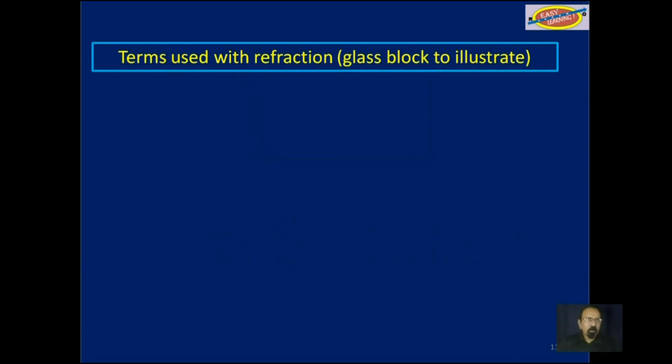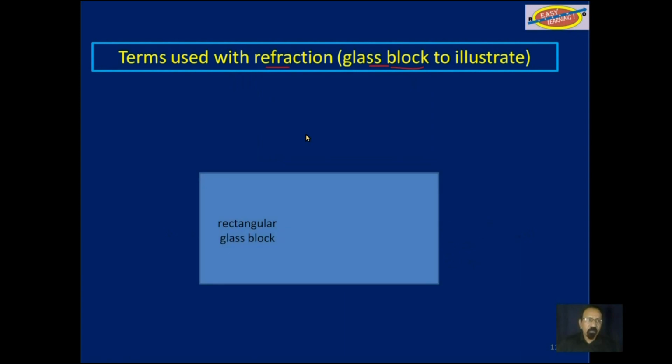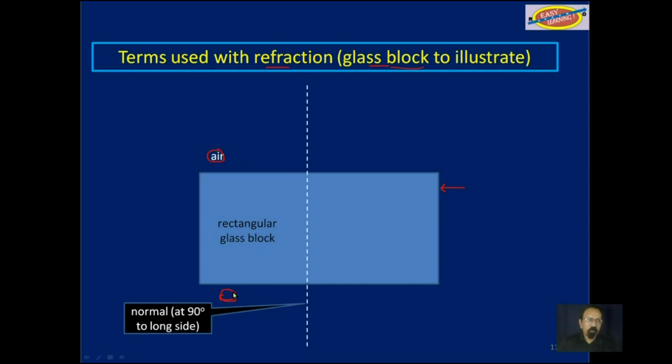Now we are going to look at refraction and the terms used, and to do that we will illustrate that by the use of a glass block. Consider this as a rectangular glass block, what you are seeing here. You have air on that side and of course air around here as well. If we draw a line perpendicular to that surface on the top there, of course it is called a normal. It is at 90 degrees to the surface of the glass block.